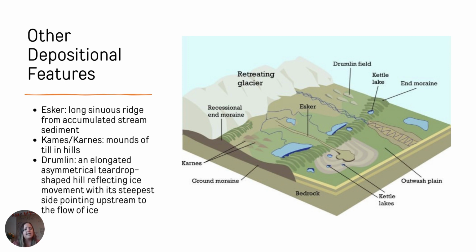But for an esker, it is a long, sinuous ridge from accumulated stream sediment. So there's stream sediment that has accumulated, and it creates kind of this linear feature that stems from the receding glacier. Kames and cairns are mounds of till in hills. So when there's a collection of random deposits of till, those are kames and cairns. And then drumlins are elongated, asymmetrical, teardrop-shaped hills that reflect ice movement. So they kind of show you how the ice was moving throughout the landscape in that teardrop shape.